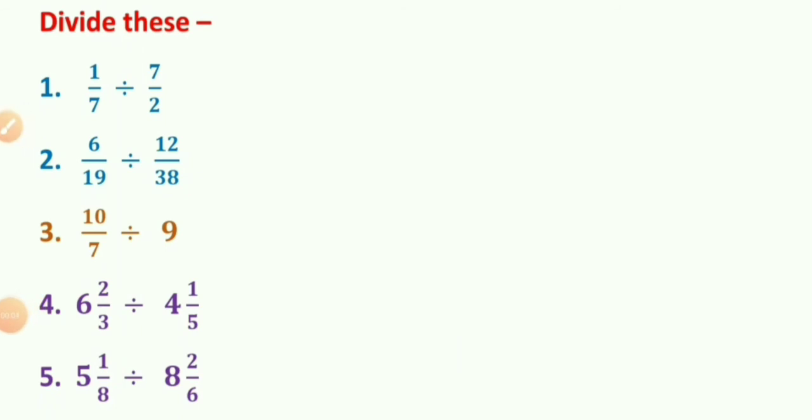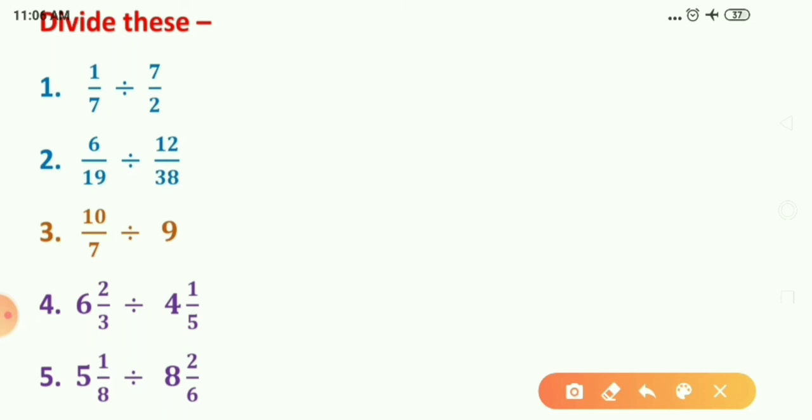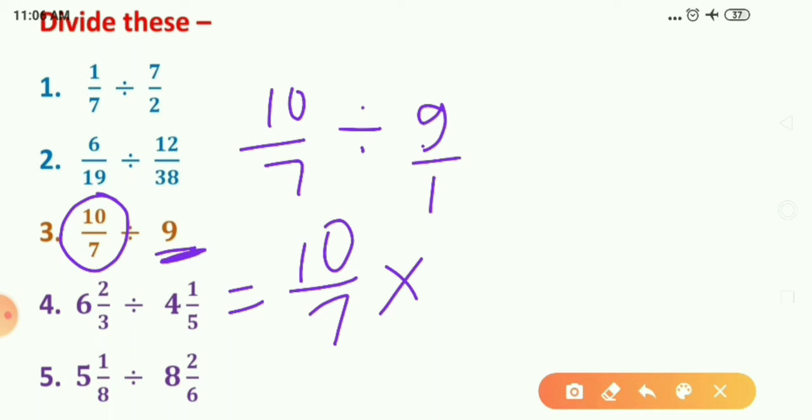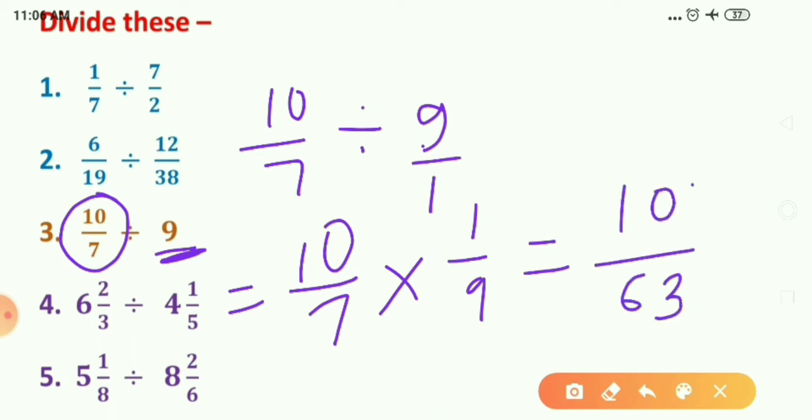Now come to the third question, that is a fraction number divided by a whole number. How will you solve this? Let me write the question first. Here 9 means 9 upon 1. You have to know this. So 10 upon 7. Come to the first step. Use the cross sign. Now 1 upon 9. So its answer will be 10 1s are 10 and 9 7s are 63. So it is your quotient.